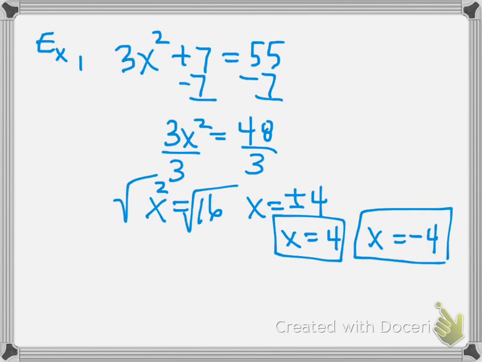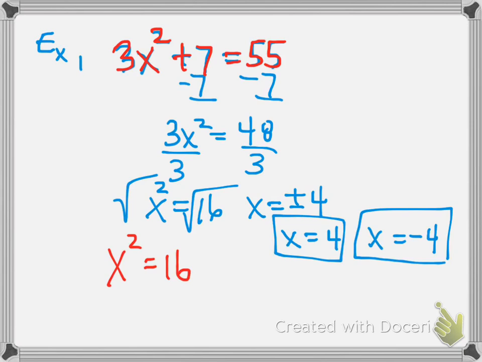Here's an example. 3x squared plus 7 equals 55. So to get x squared by itself, you subtract 7. So then you get 48. You get 3x squared equals 48. To get x squared by itself, you divide by 3. It's the next algebra step. And then you have x squared equals 16.